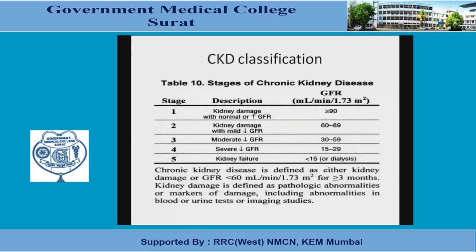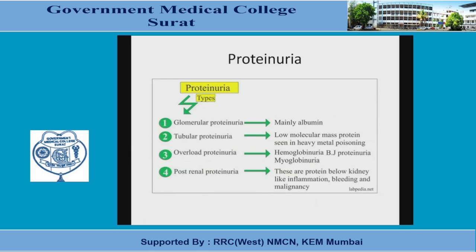GFR is the first and most important test for assessing renal function, mainly glomerular function. Second, for measuring glomerular structural integrity, it is proteinuria, measurement of the protein in the urine. Normally protein is absent in the urine, but if renal glomeruli are damaged, then protein can be filtered from the glomeruli and excreted in the urine. It is not necessary that the protein present in the urine is only from the glomeruli. It can be from the tubular cell, or post-renal, in the urinary tract, from the ureteral cell. So proteinuria may be glomerular, overload, and last, post-renal proteinuria.